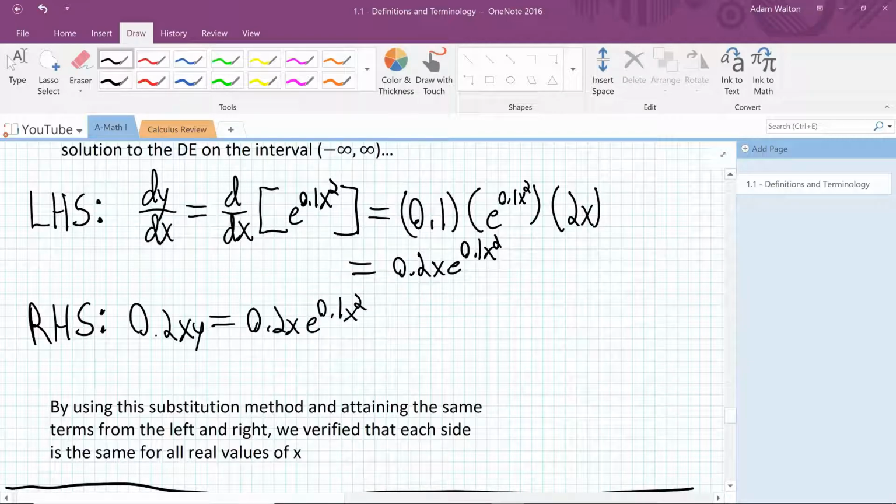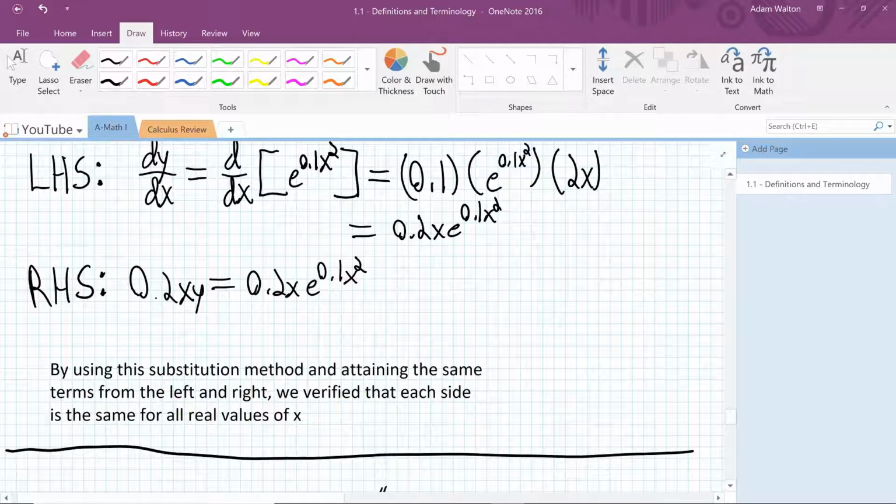Alright, so we have successfully shown now with the substitution method that by attaining the same terms on the left and the right via this substitution, again, this is what an identity is, we also verified that each side is going to be the same for all real values of x. And it's all real values of x because the solution e to the 0.1 x squared is itself defined for all real values of x as well. And we will get into more detail on what that means.